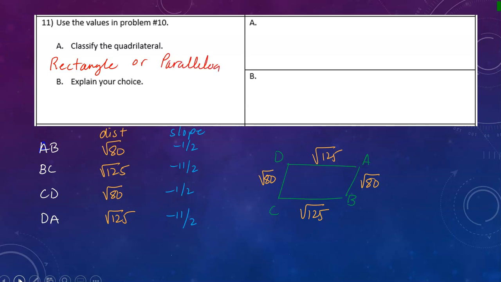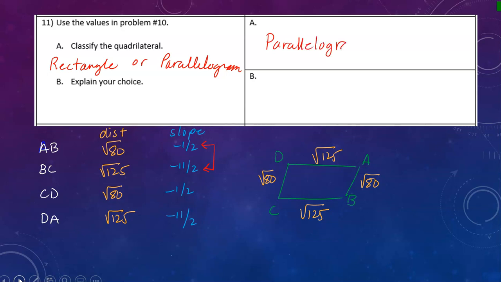The difference between a rectangle and the parallelogram are the slopes. If I look at the slopes and they're opposite reciprocals, that means that I have right angles. That would mean it's a rectangle. If I look at my slopes though, you'll see that I have negative 1/2 and negative 11 over 2 as my 2 different slopes. Not only are they not reciprocals, they're also not opposites. So these are definitely not perpendicular lines, which means that my answer is a parallelogram.